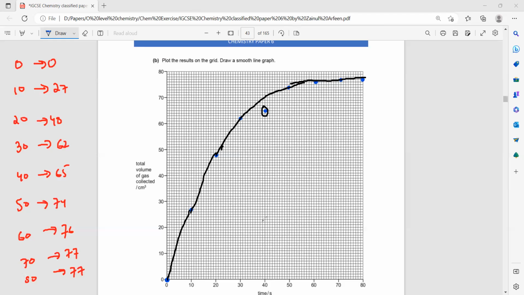And when you draw the graph, use thin lines to draw this. Is it clear? Yes, sir, clear.